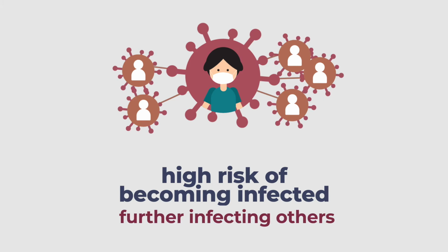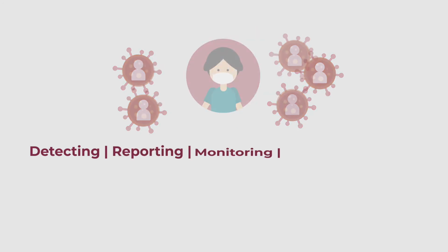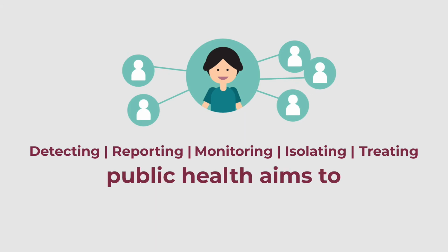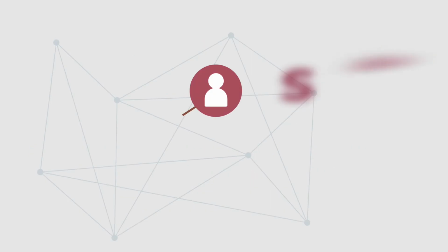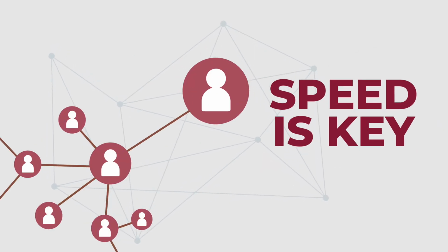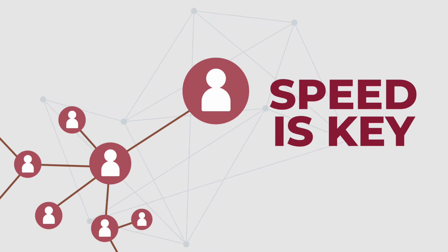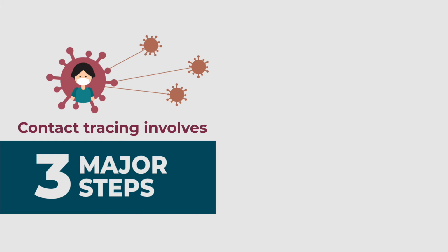By rapidly detecting cases and identifying close contacts, reporting and monitoring them, isolating and treating those who develop symptoms, public health aims to reduce infections in the population. Speed is the key. As soon as we get minimum data of the cases, we can start contact tracing. Contact tracing involves 3 major steps.